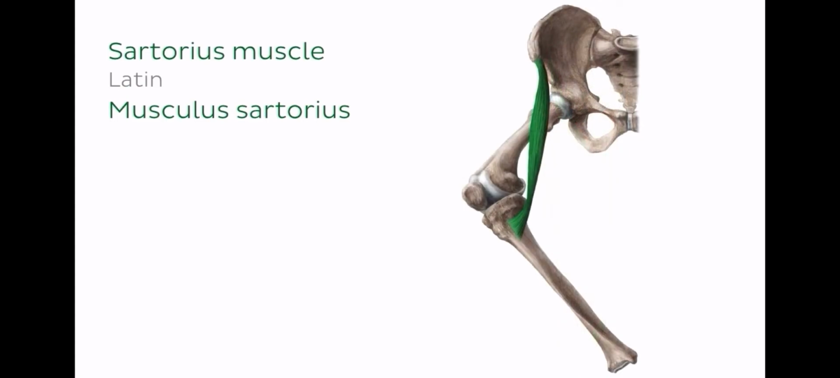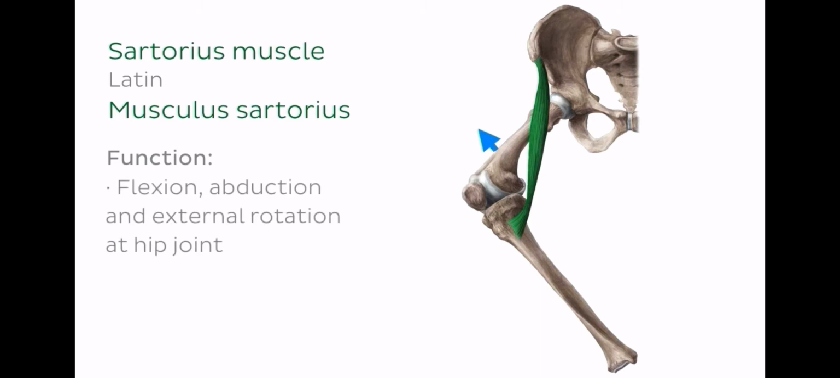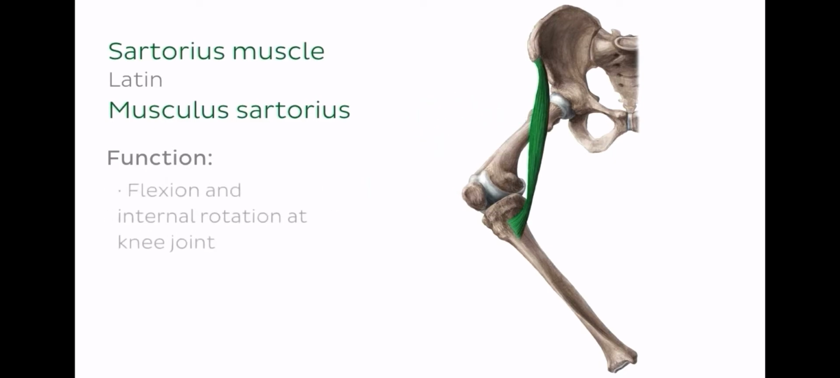And in this image, we can see the sartorius muscle isolated and the hip flexed and the knee extended so that we can see some of its functions a little bit more clearly. So at the hip joint, the sartorius muscle facilitates flexion, abduction, and external rotation, while at the knee joint, the muscle facilitates flexion and internal rotation.